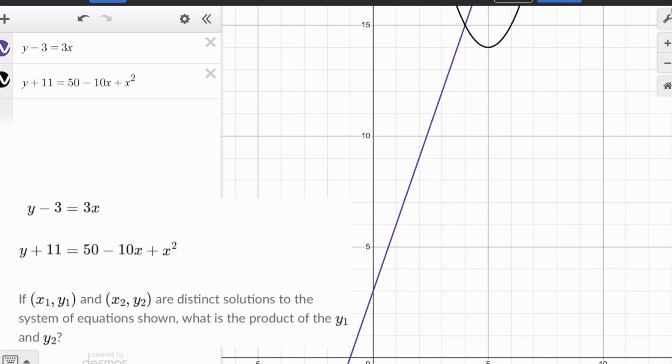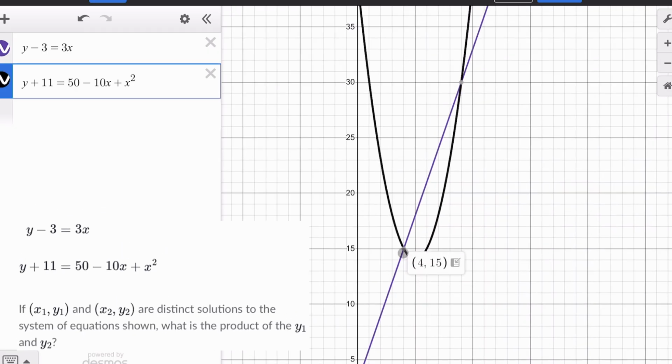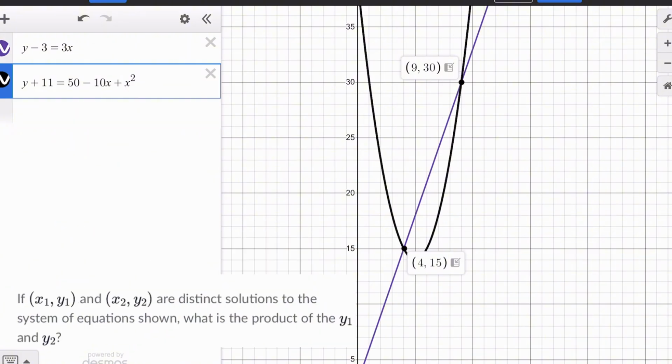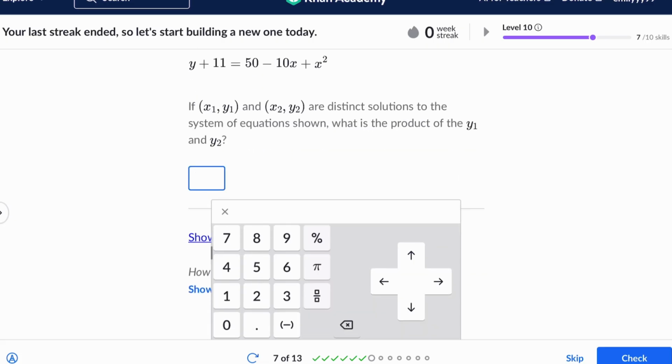And then find it on the graph. You can zoom out. So we can see the two solutions are (4, 15) and (9, 30). Since we're trying to find a product, it doesn't matter which is y1 or y2. Just multiply each y. 15 can be our y1 and 30 can be our y2. So 15 times 30 is equal to 450.